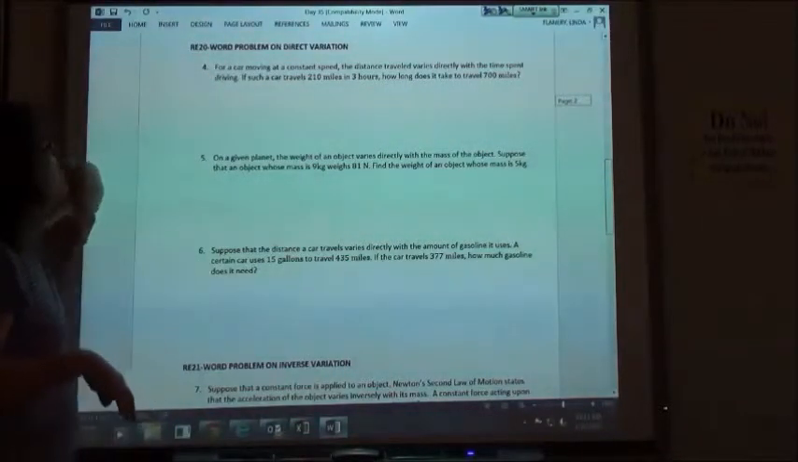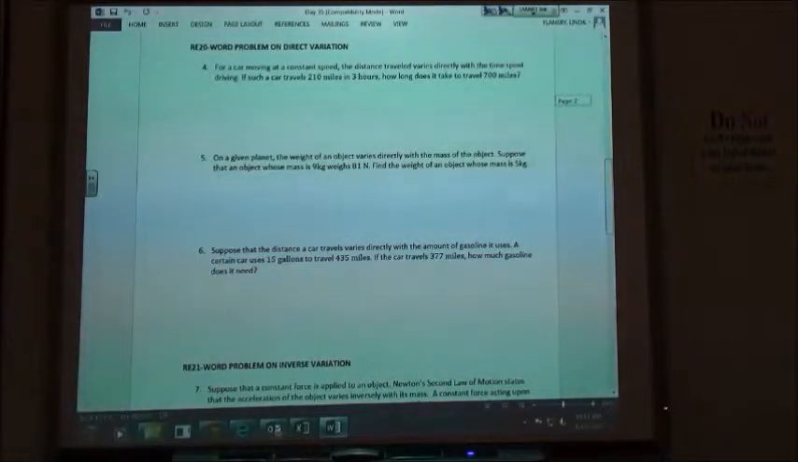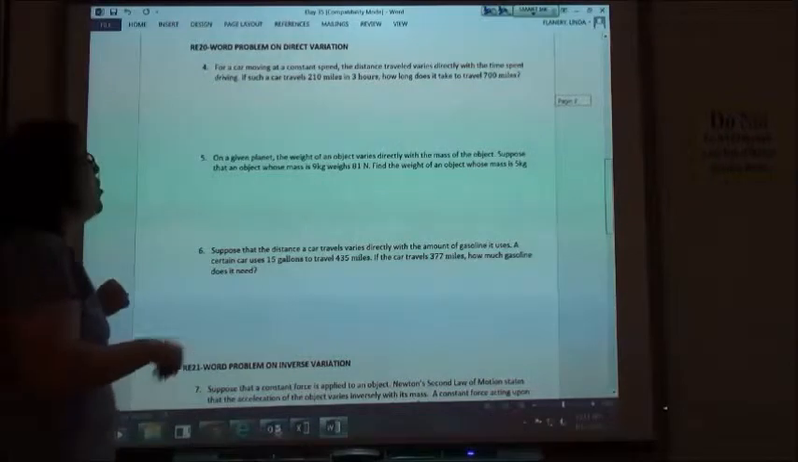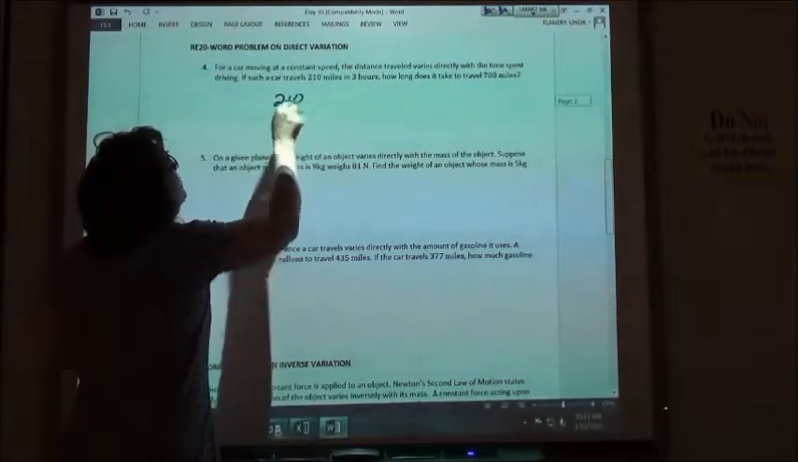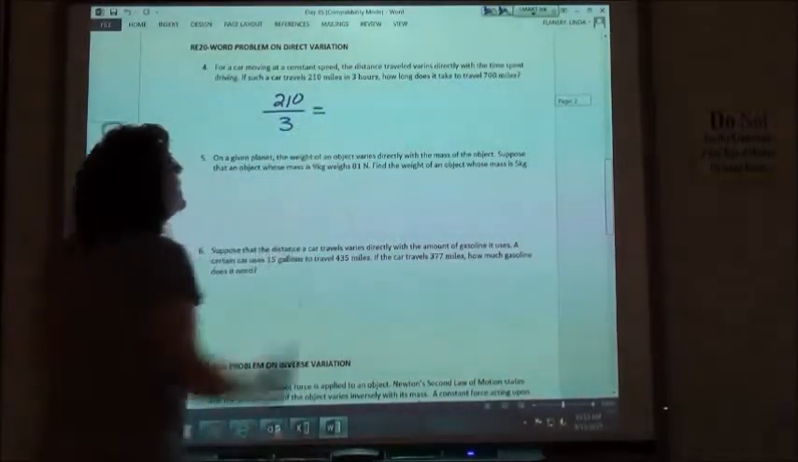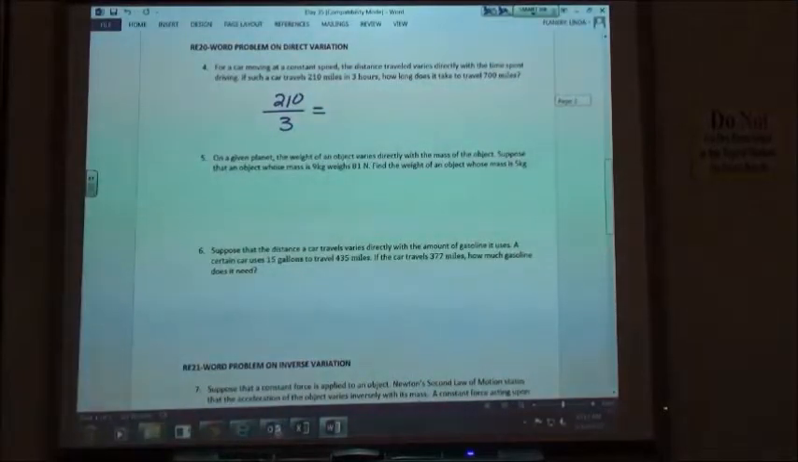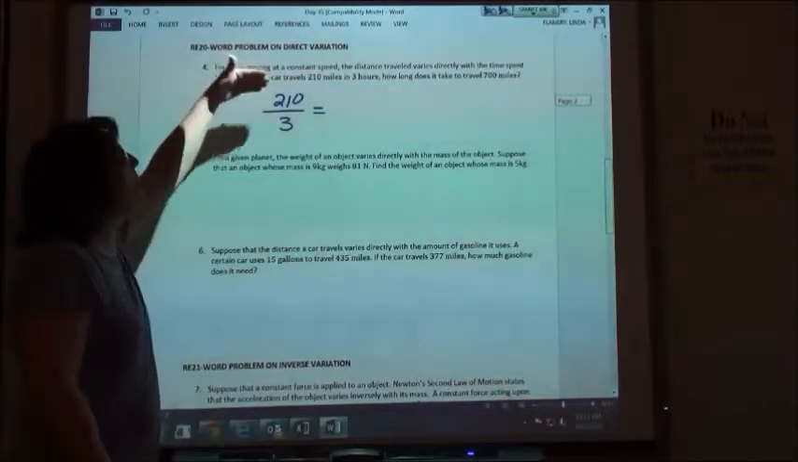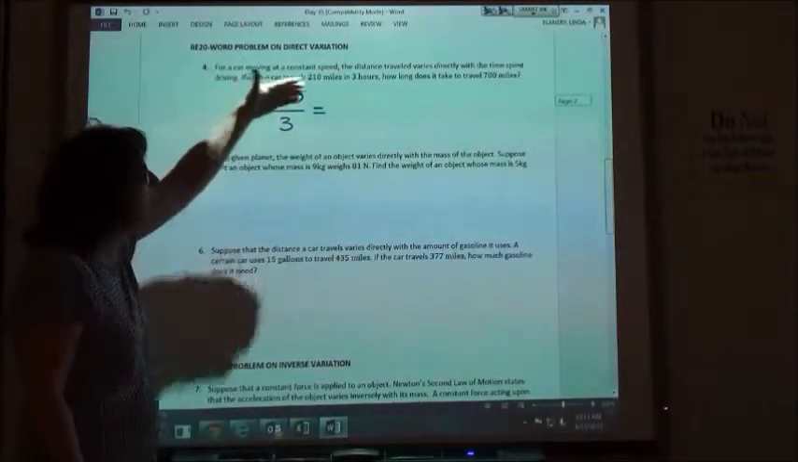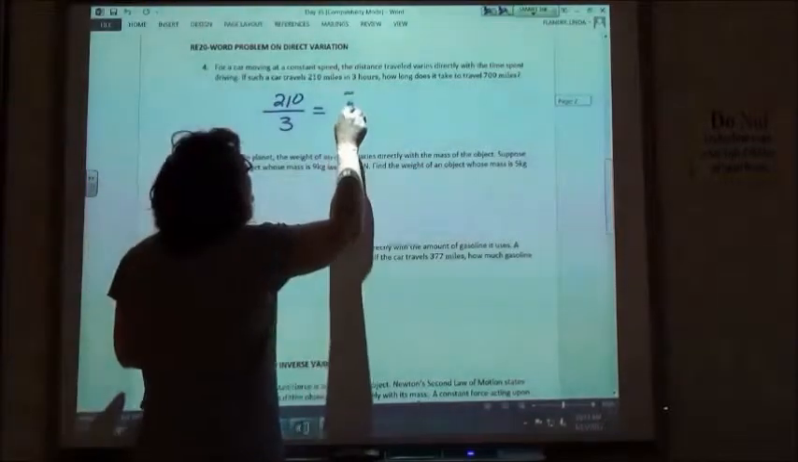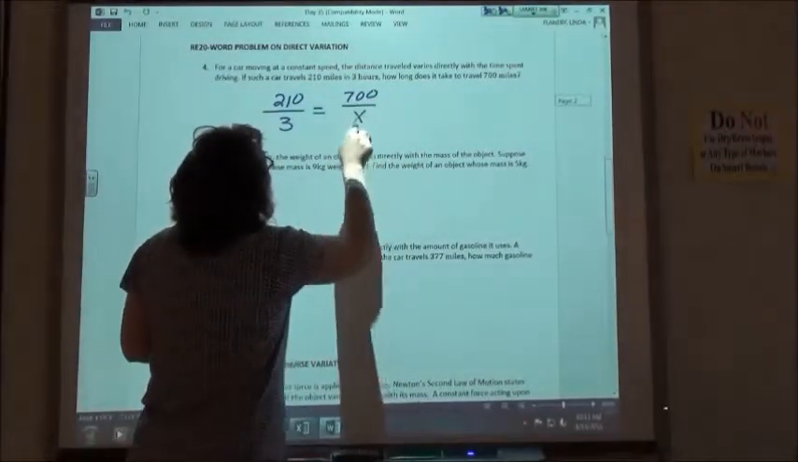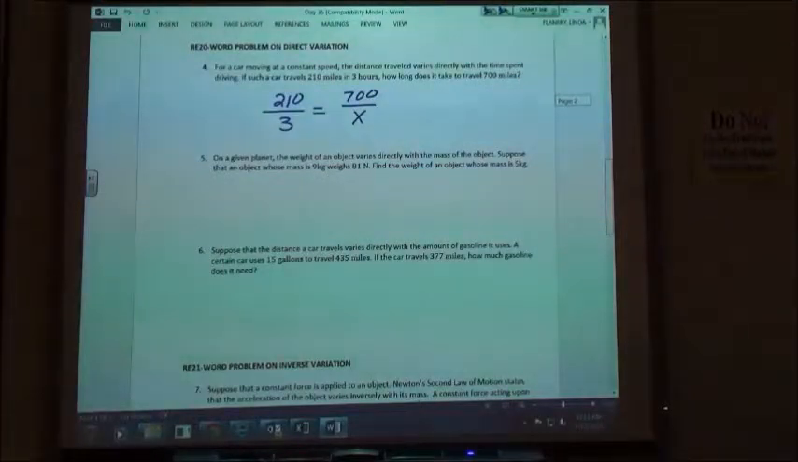So, for a moving car at a constant speed, the distance traveled varies directly with the time spent driving. If such a car travels 210 miles in 3 hours, how long does it take to travel 700 miles? Just like the ones you did that they called word problems on proportions, we want to make sure that if my miles are on top here, my miles are on top on the other one. So 700 miles in how long? And again, we're just going to cross multiply to solve.